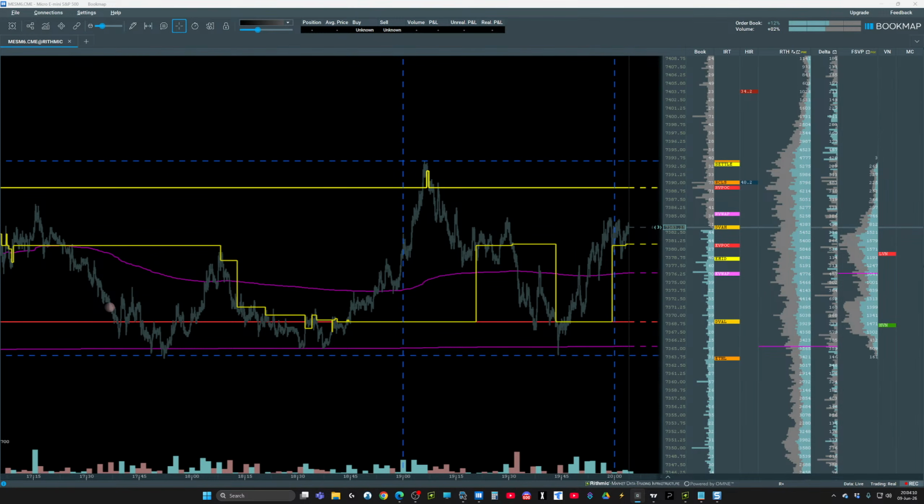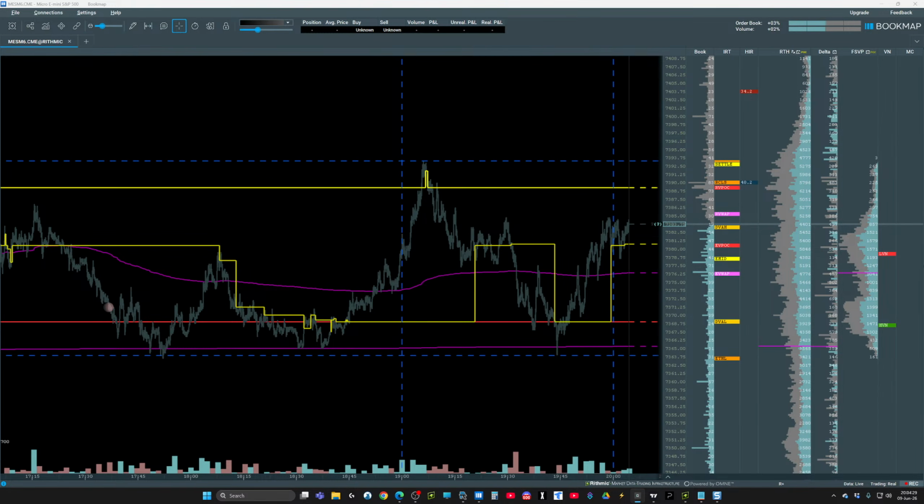Let's get out some more time, I guess. There we go. So we've got a 50% probability that we're going to take the IB high in this configuration. So let's see how we go until the bottom of the hour, and then I'm toast.